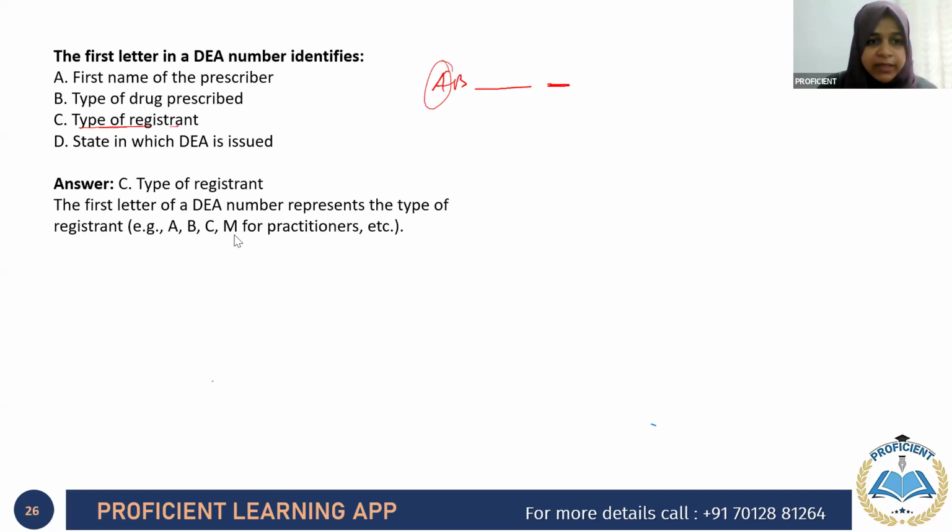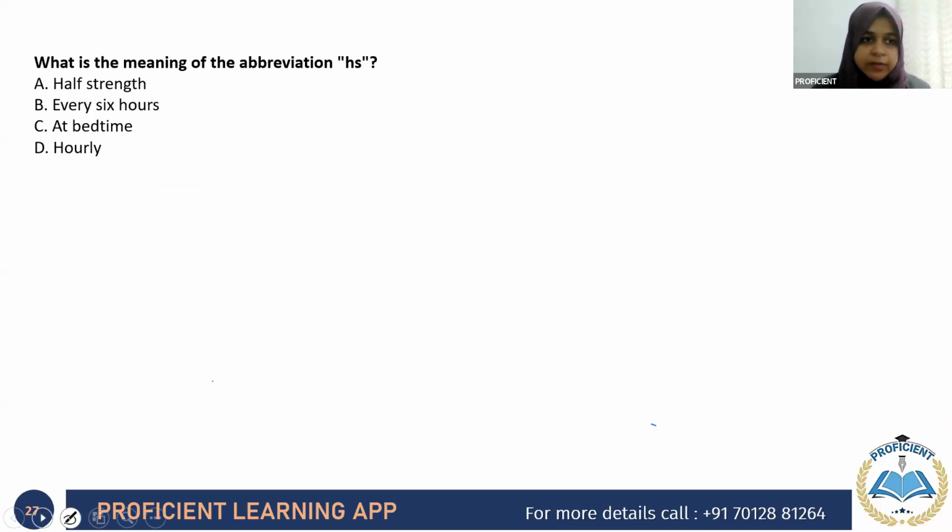So we have A, B, C, and M for practitioners, right? C is the common one, right? A, B, C, and M. G for defense practitioners, right?